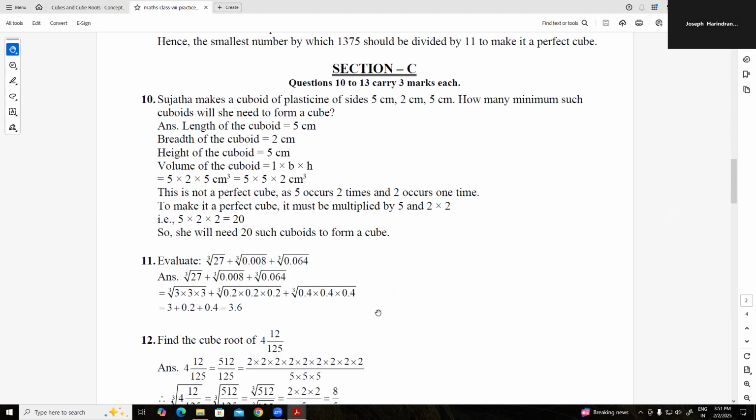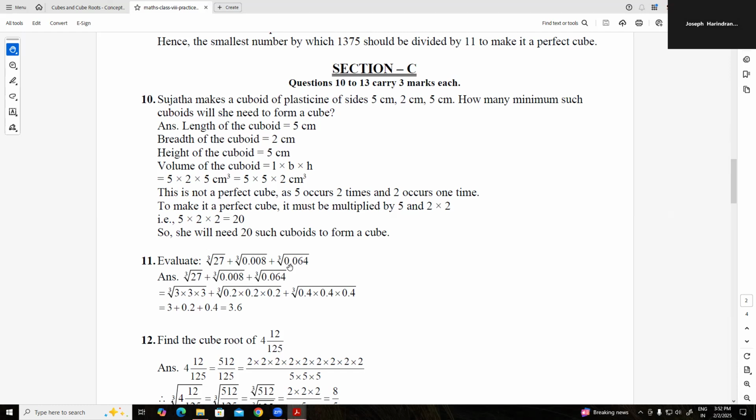11th question, to evaluate this expression. All are cube roots. The cube root of 27 is 3. The cube root of 0.008: you know that the cube root of 8 is 2. How many decimal places are there? There are 3, so you should take only one decimal place, so 0.2. For every 3 decimal places, the cube root should have only one decimal place.